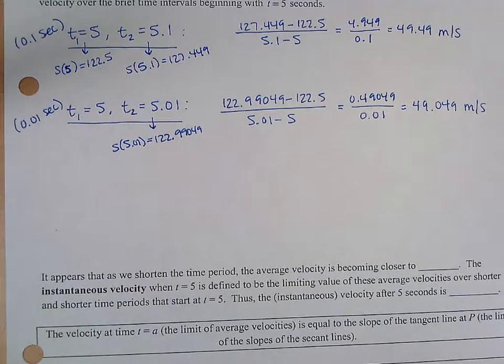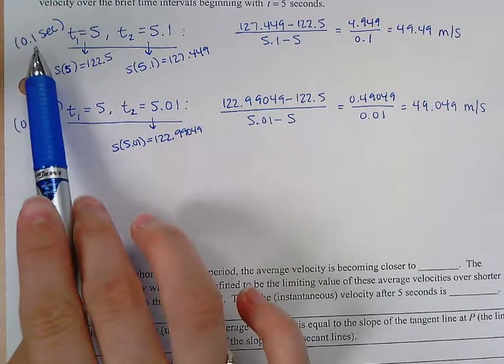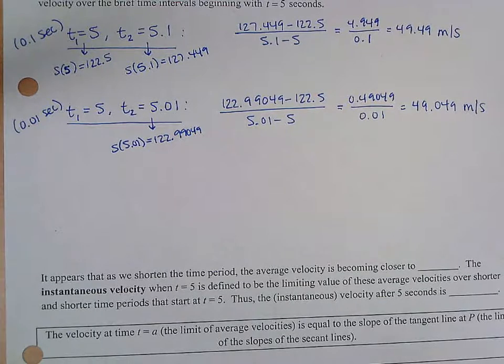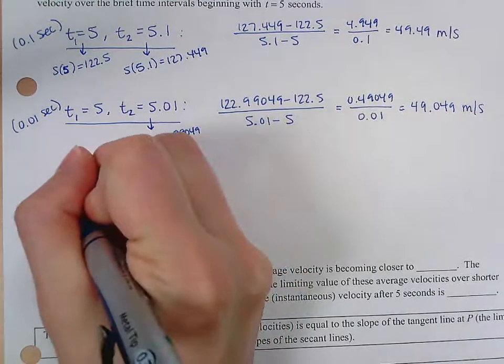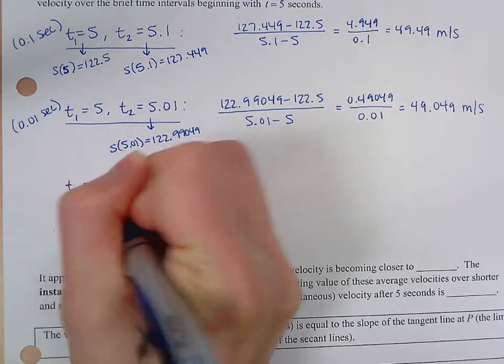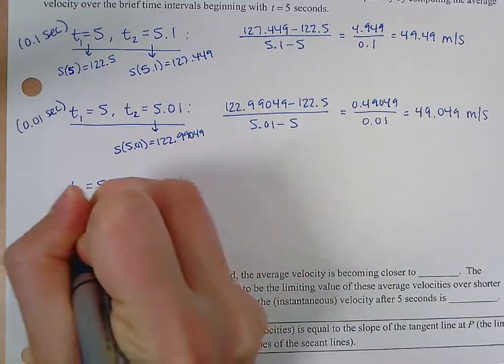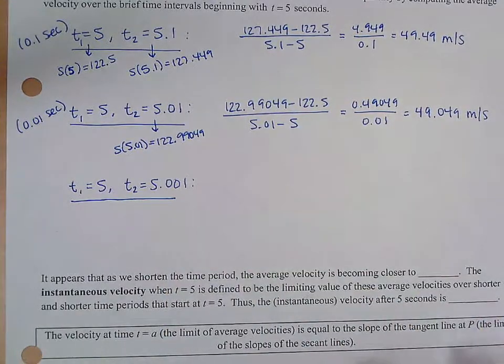All right, and then I'm just going to do this one more time so you'll see how close I get to 5, because I'm using the same distances from yesterday, the last 3. So I'm going to shorten that even more and do 1,000th of a second. So I'm going to go from t sub 1 equals 5 to t sub 2 equals 5.001. This would be the last one that I do.